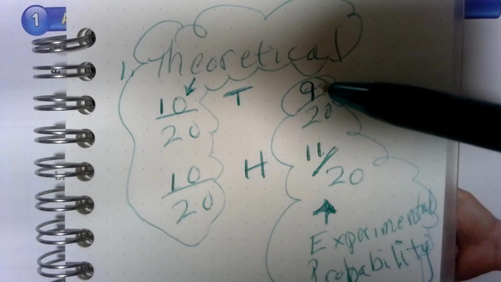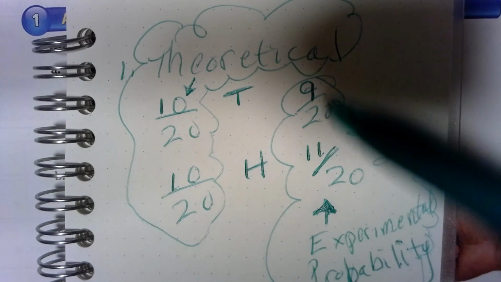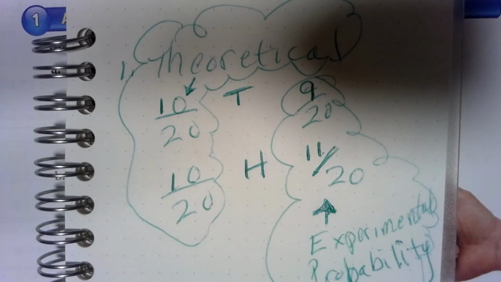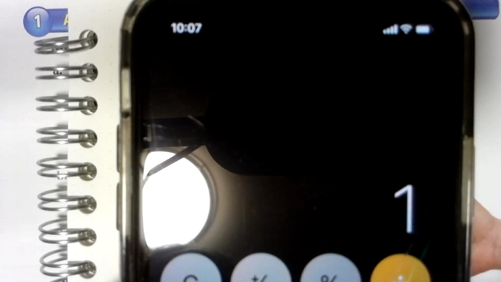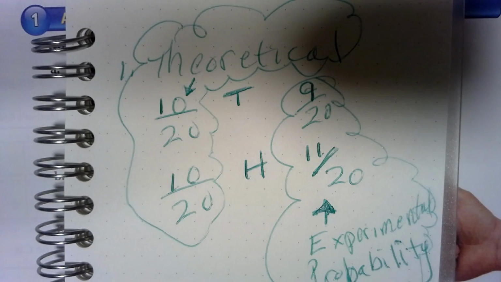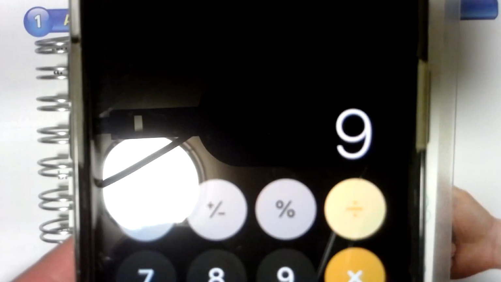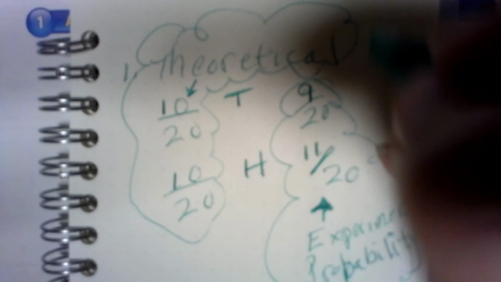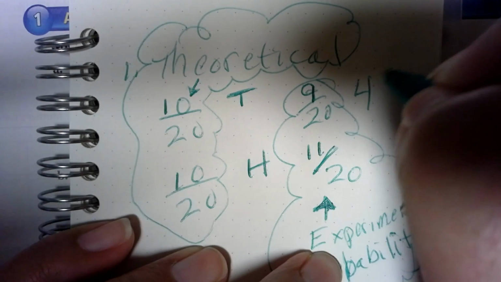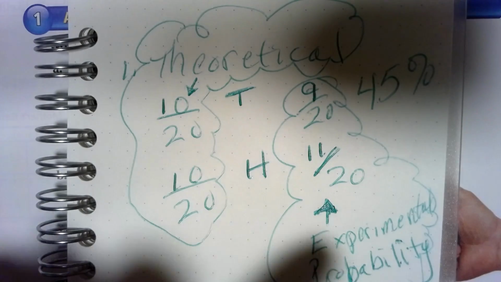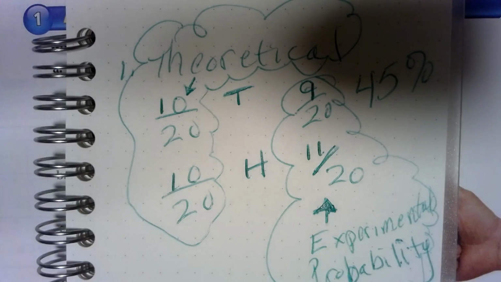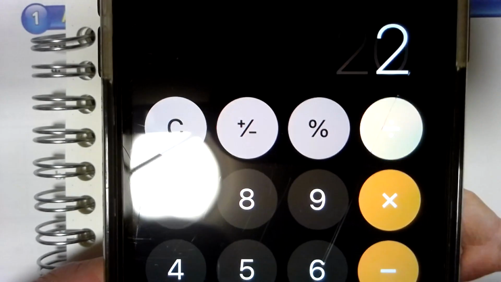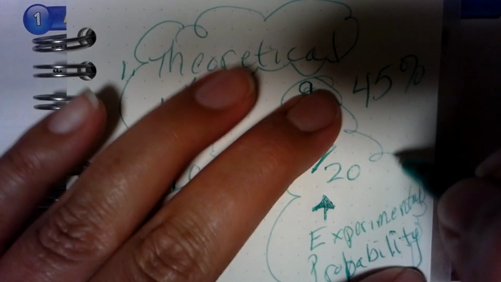Sometimes people do this and it's dead on, 10 and 10. Sometimes it's 8 and 12. But you can figure out what the percentage is. So my experimental probability is 9, right? I'm going to go divided by 20. 9 divided by 20 equals 45%. So 0.45, we change that to a percentage, 45%. Then 11 out of 20, 11 divided by 20, 55%.